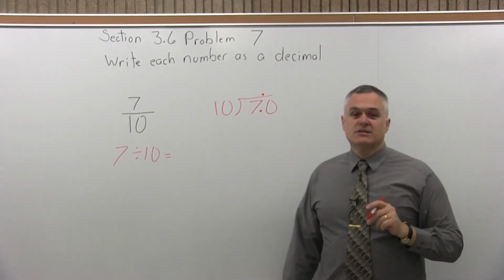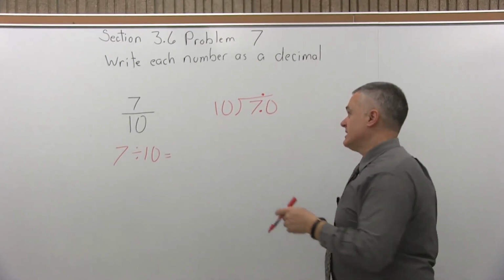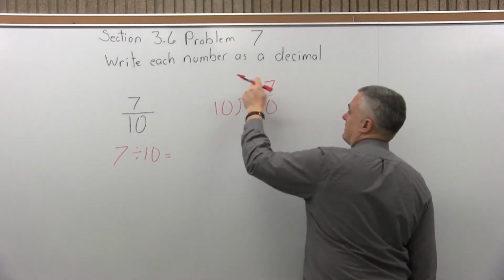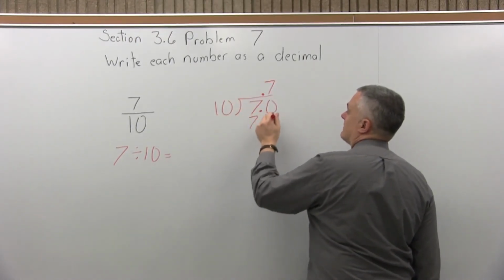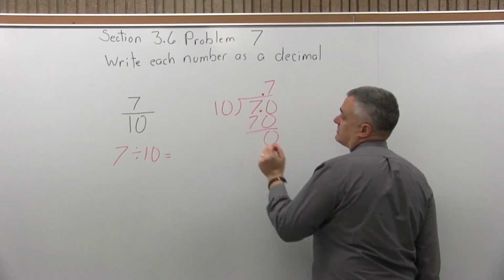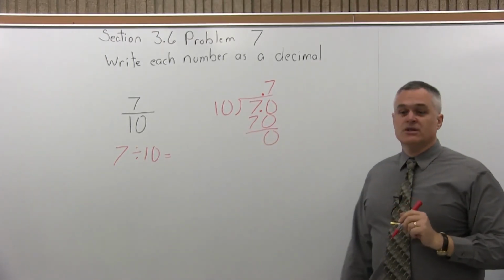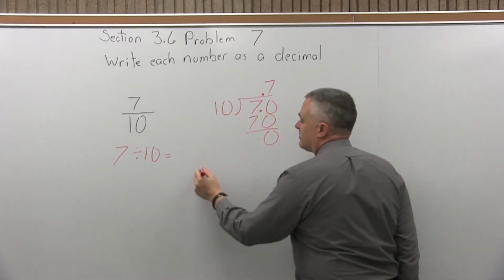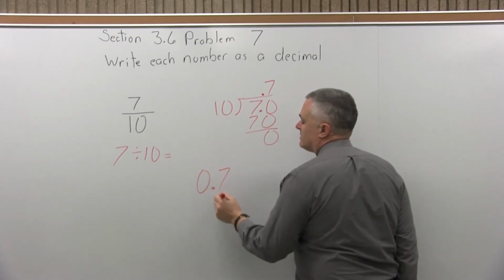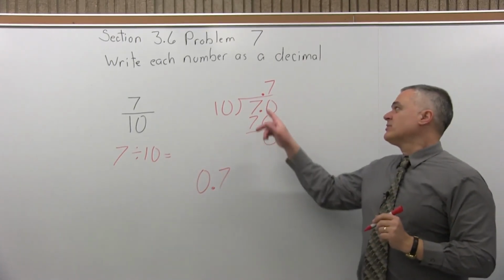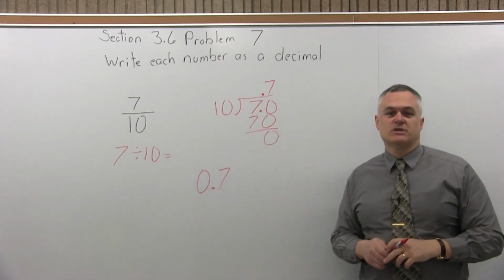And now 10 divides into 70 evenly. It goes in nice, goes in 7 times. 7 times 10 is 70, and now when you subtract, the remainder is 0, so it went in exactly. So the answer is 0.7, and some people prefer to write the 0 in front of it when you have a decimal, so 0.7. Other people prefer to just put the decimal and just .7. Either way.